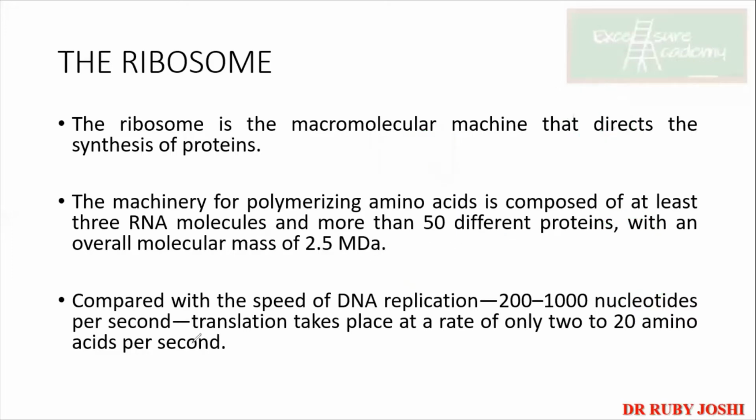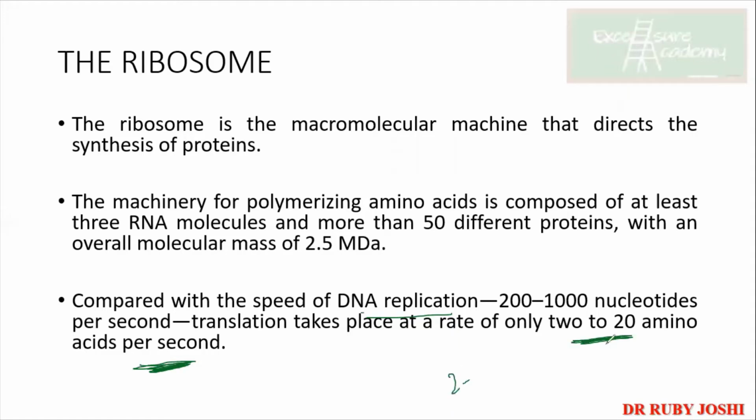Compared to the speed of DNA replication, which adds around 200 to 1000 nucleotides per second, we are talking about amino acids at around 2 to 20 per second. So you can see the translation machinery is of course slower compared to DNA replication, and you can understand why. DNA replication involves such long, huge chromosomes to be replicated, right? And proteins are few compared to the DNA, and it has to maintain fidelity so that it does not incorporate wrong amino acids.